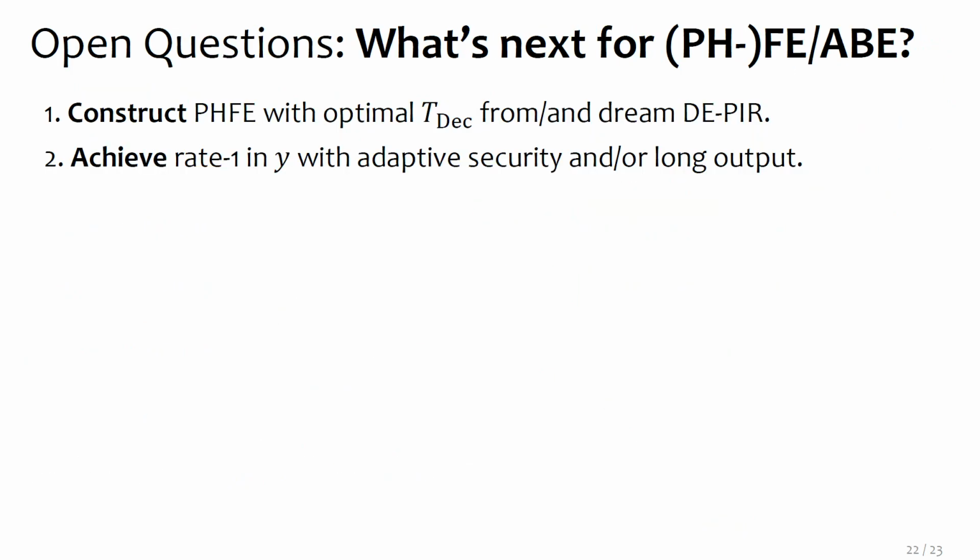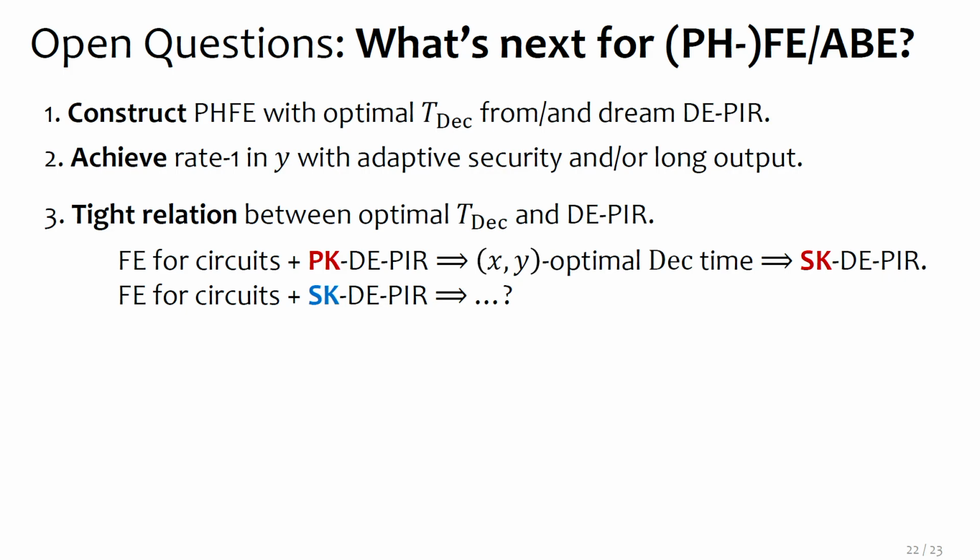Okay, let me summarize with some open questions. What's next for functional encryption and attribute-based encryption? On the concrete front, we wonder whether we can construct PHFE with optimal decryption time, or construct dream DEPIR. And also, we wonder whether we can achieve rate 1 in the private input with either adaptive security or long output. And on the more conceptual level, we wonder whether there's a tight relation between optimal decryption time and DEPIR.